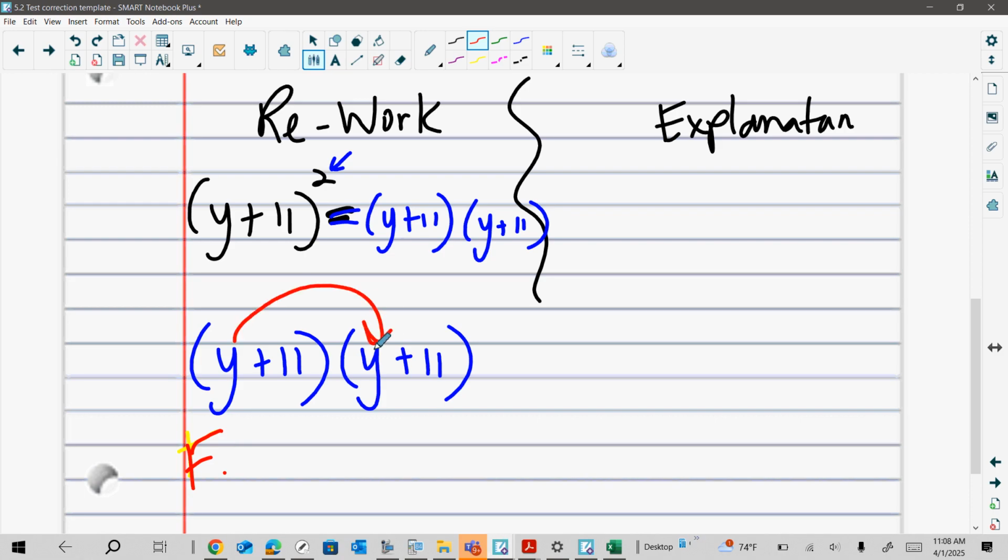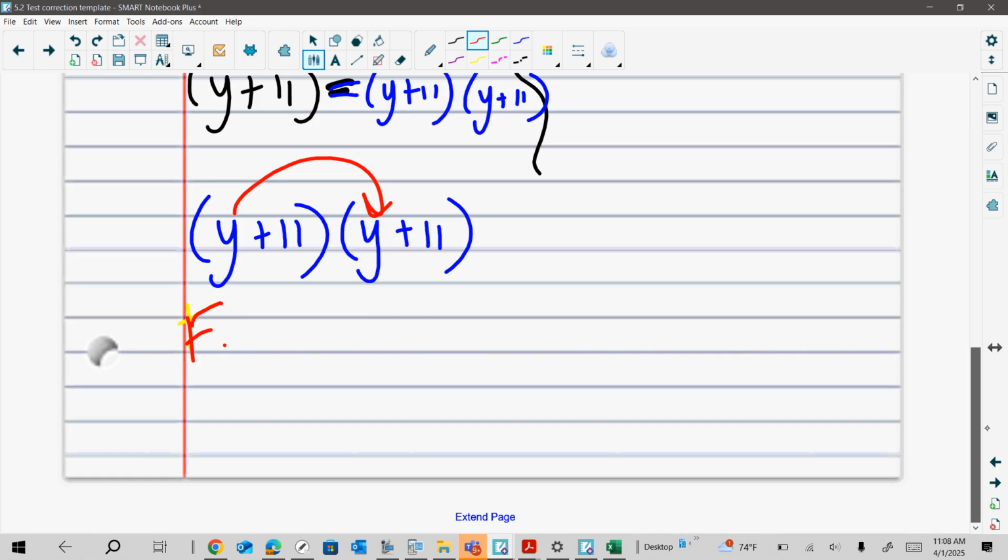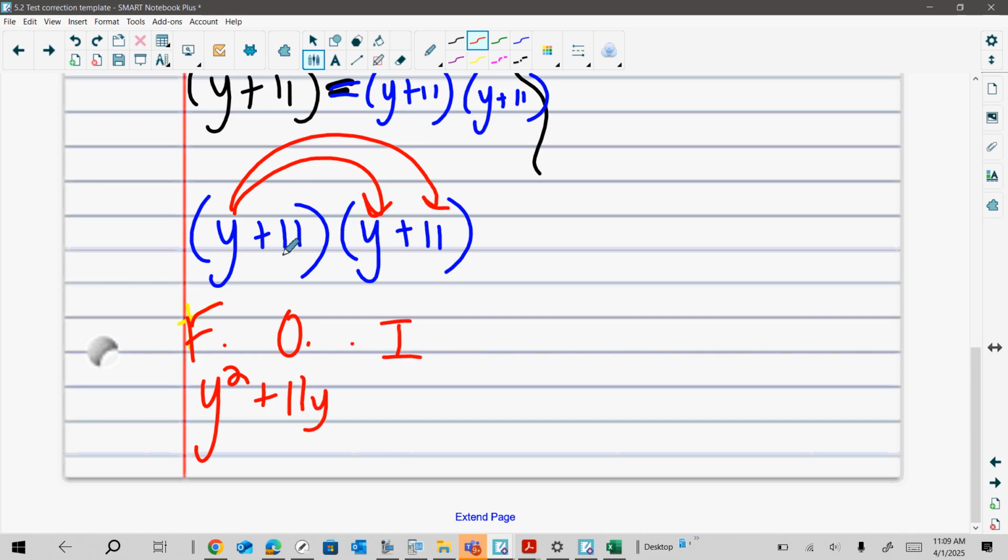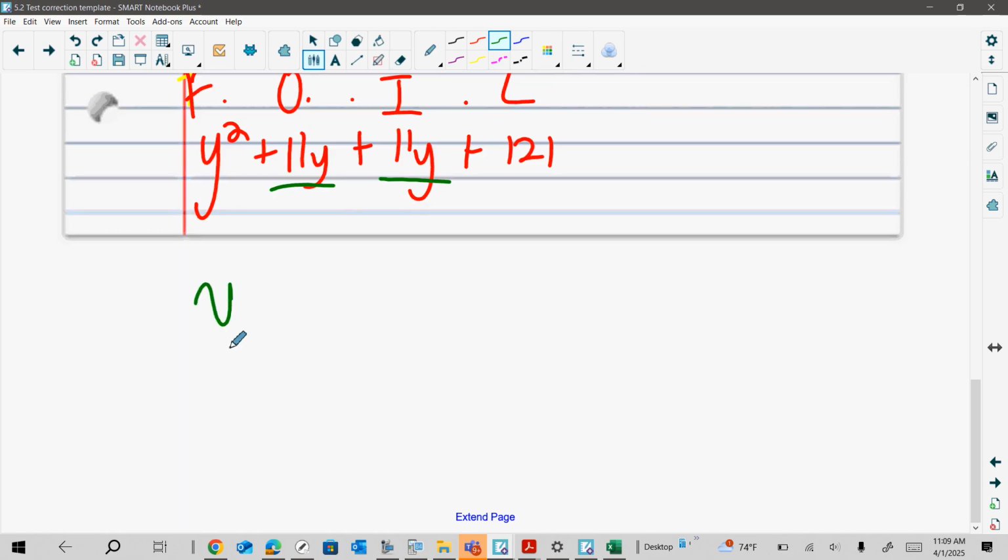So y times y for the first term of the FOIL is y squared. Then the O is the outside number, y times 11. That's 11y, so it's positive there. Then the I in FOIL is the inside terms. That would be 11y again. And then the L in the FOIL is the last terms, which is 121. You had to combine your like terms. I'm just going to extend the page so you can write the final answer. Y squared plus 22y plus 121.